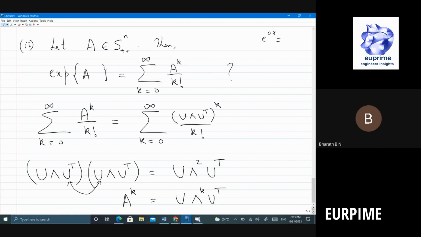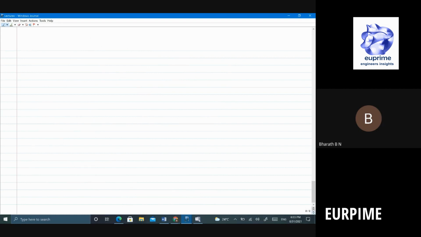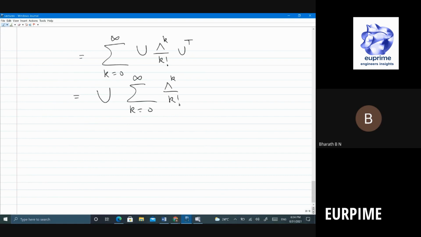Is this clear? So let's substitute it here. Then the above sum becomes the sum to infinity of U lambda power k over k factorial U transpose, right? Do you agree? I can pull the U out of the whole thing, since it's independent of k. It's U, summation k equal to 0 to infinity, lambda power k over k factorial, times U transpose. So what is this? This is U, summation k equal to 0 to infinity. What is lambda power k?